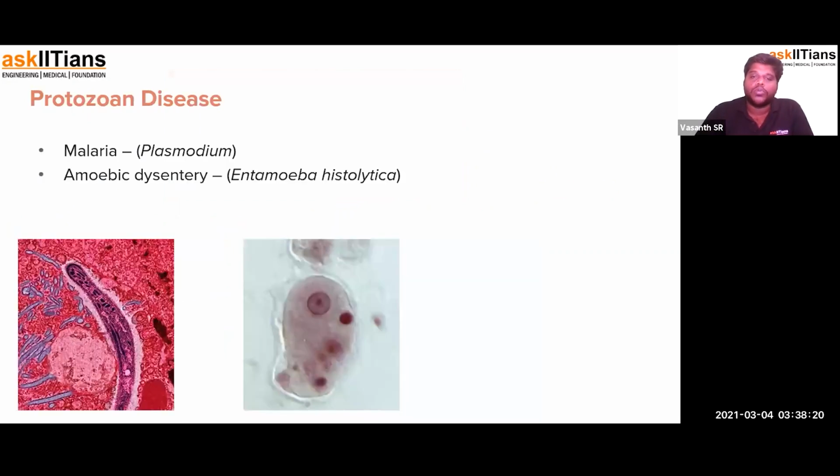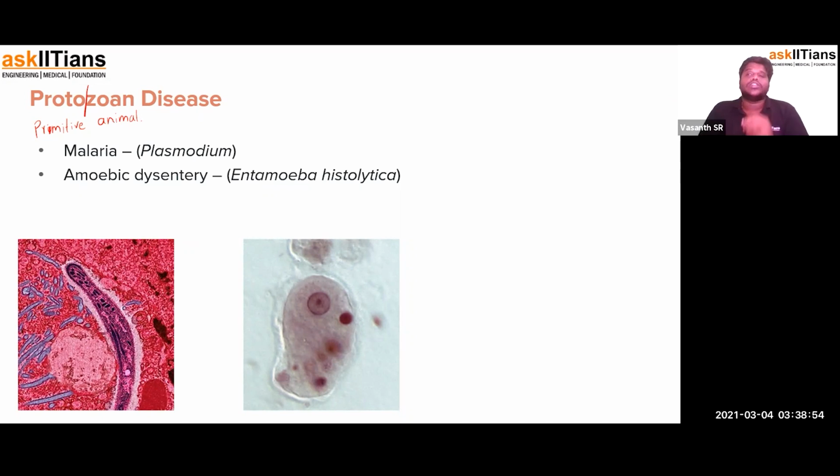Let's get into the protozoan disease. So you need to understand this term here. Proto means primitive. Zoon means animal, because it has the characteristic features of an animal cell, with a nucleus and without a cell wall, and organelles in it to survive and function. That's why it is called a primitive animal, or protozoan.